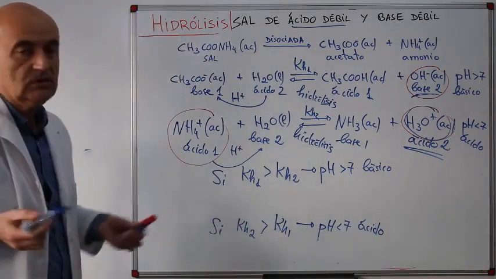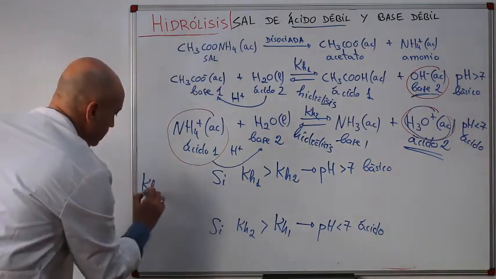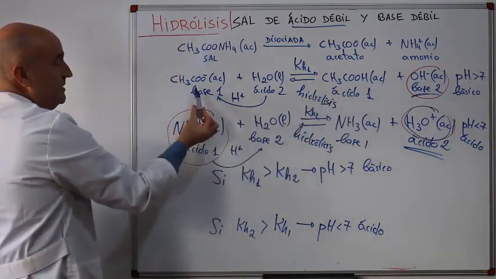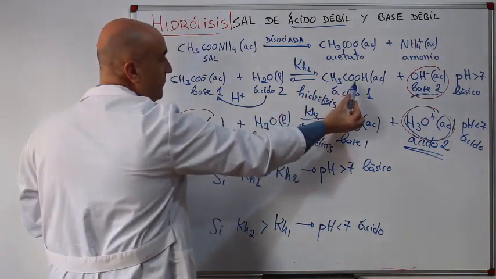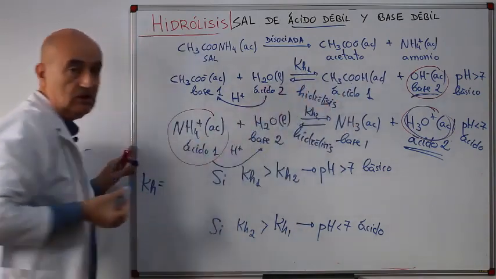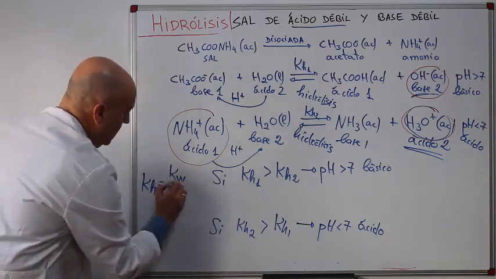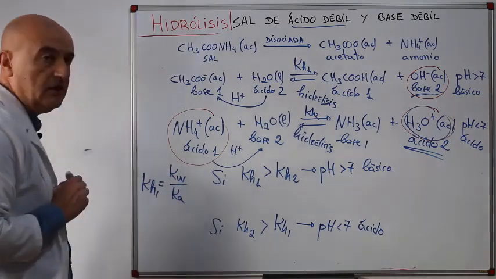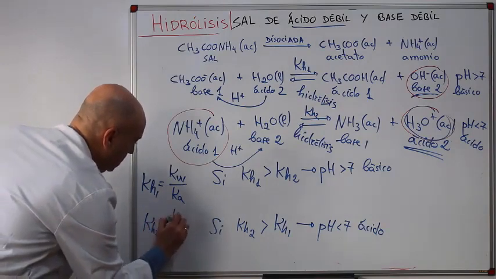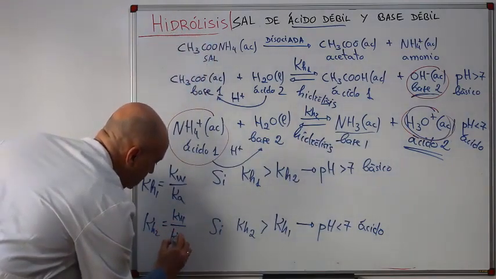Sure. How could I calculate the hydrolysis constant? How do you calculate the hydrolysis constant? We have agreed that it is the constant of this base, and therefore, I'm going to need the acidity constant of its conjugate acid. We've seen it in a previous video. Then, to calculate the first hydrolysis constant, it is the ionic product of water, Kw, divided by the acidity constant. To calculate hydrolysis constant number 2, it is again the ionic product of water, but now divided by the ammonia basicity constant.